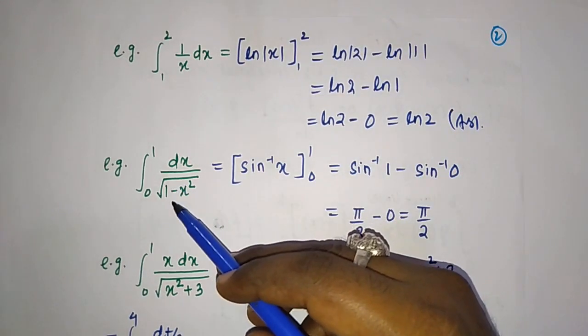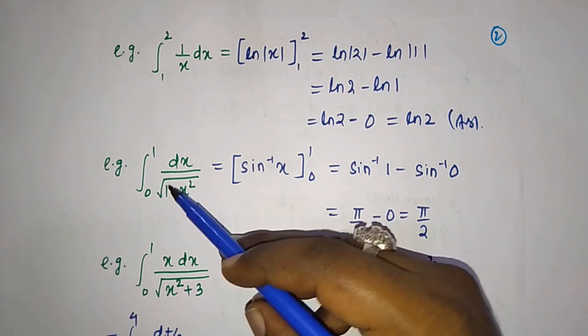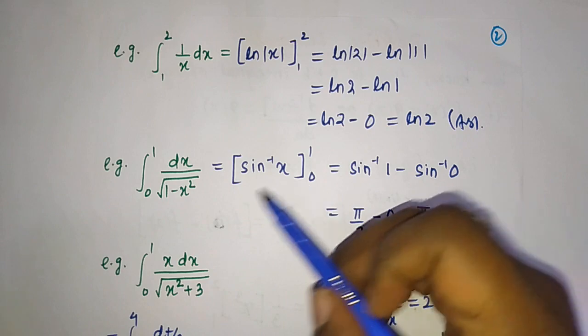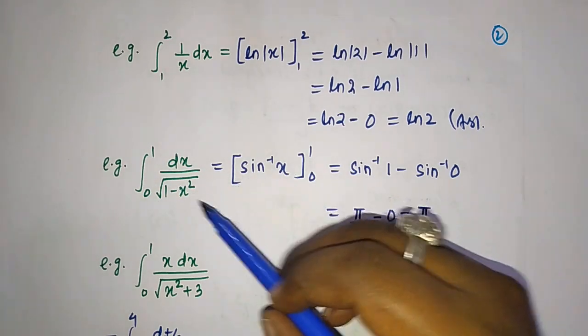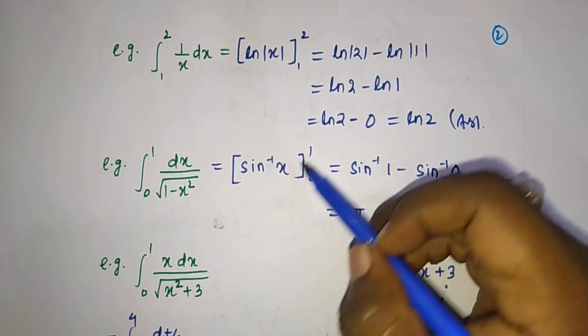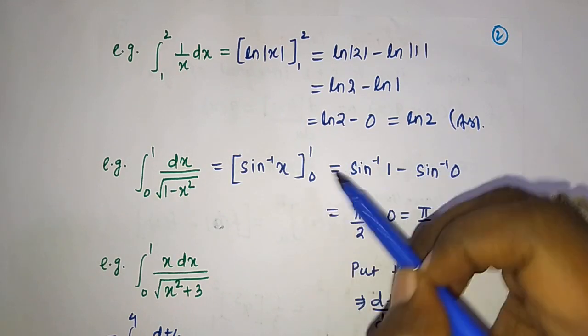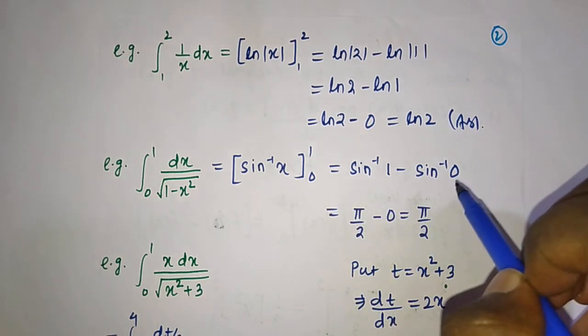Here we have to integrate 1 by root over of 1 minus x square. We know this formula. This is the integration formula of what? Sin inverse x. We know the formula is sin inverse x. After integrating, write upper limit and lower limit like this, then put upper limit and minus lower limit. You have got sin inverse 1 minus sin inverse 0.